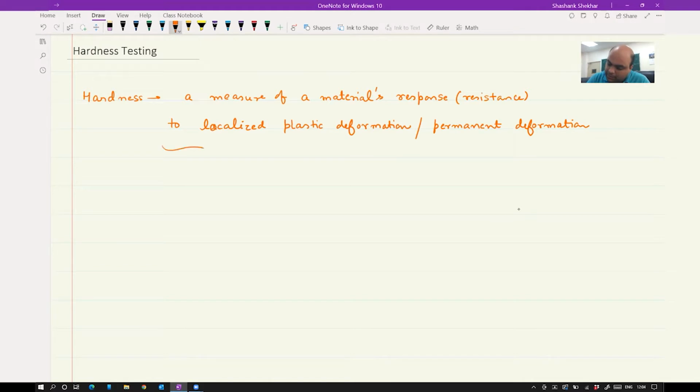And basically we do everything on the surface. So hardness is typically measured on the surface. It is the material's response, or the resistance the material is going to give, when you try to deform plastically the surface of a given material. And that is how hardness is measured.